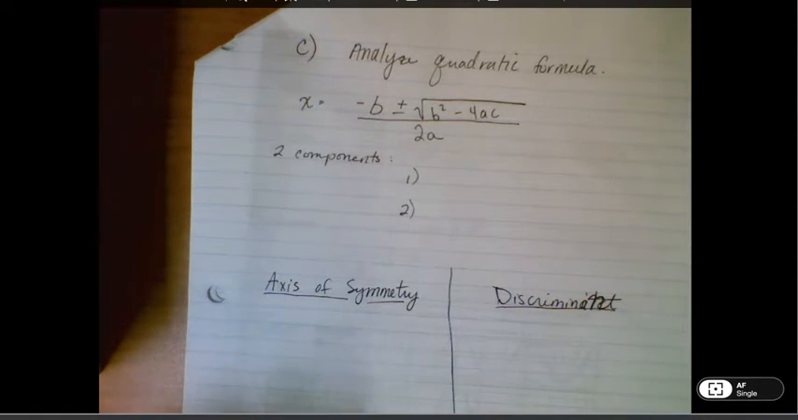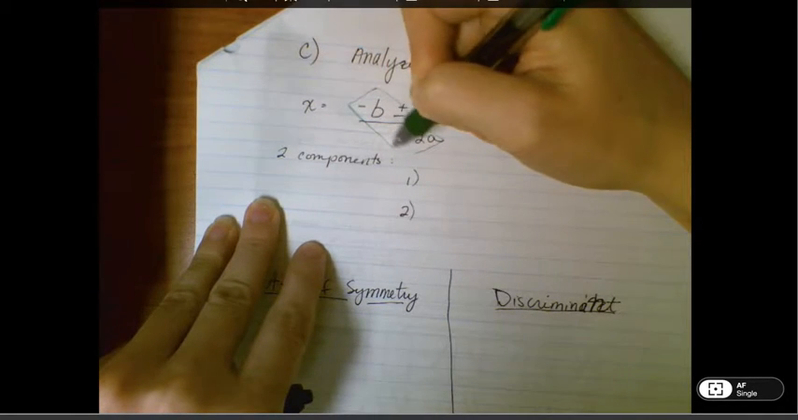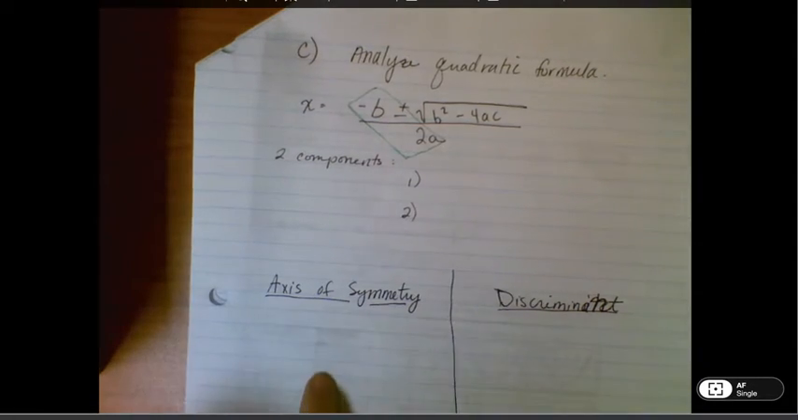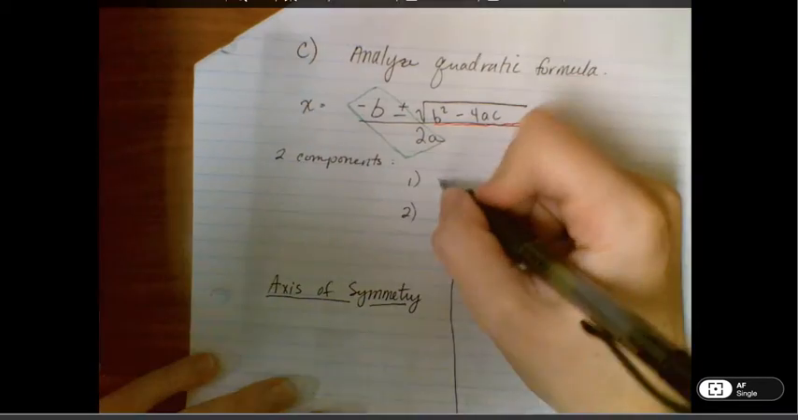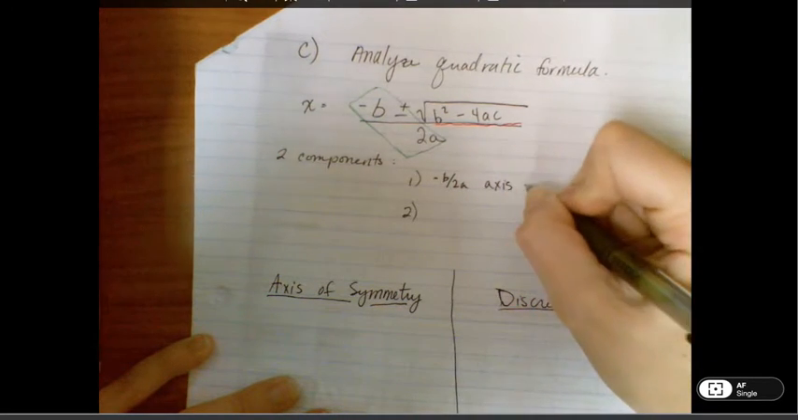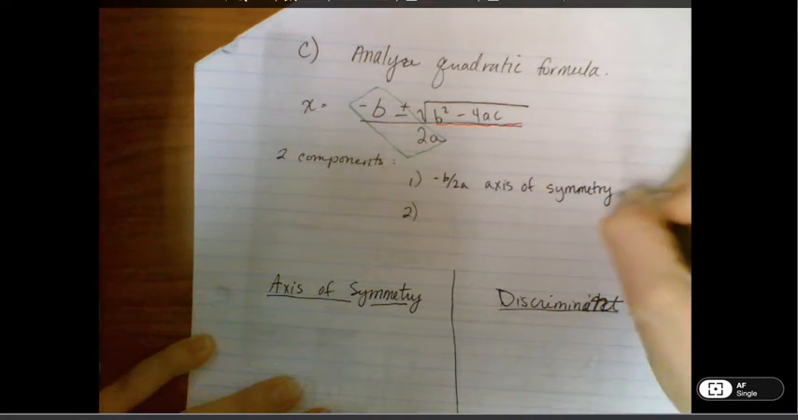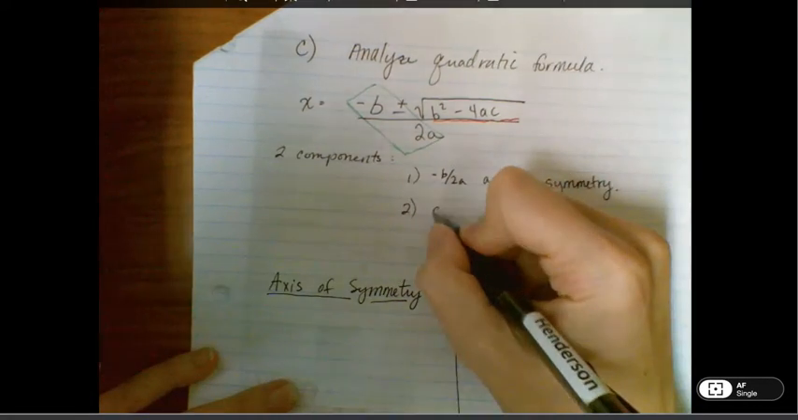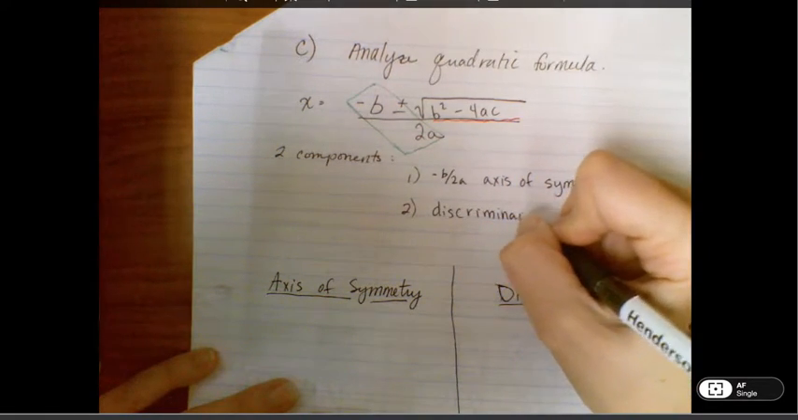So there's two components that exist here in the quadratic formula. Those components are this part right here, and then this part right here. Well, what are those? The green part is negative b over 2a, which is the axis of symmetry. And then the red part is the discriminant.